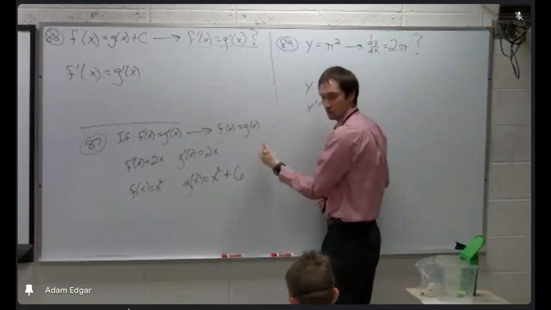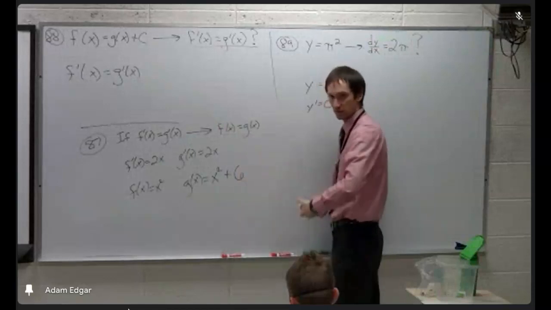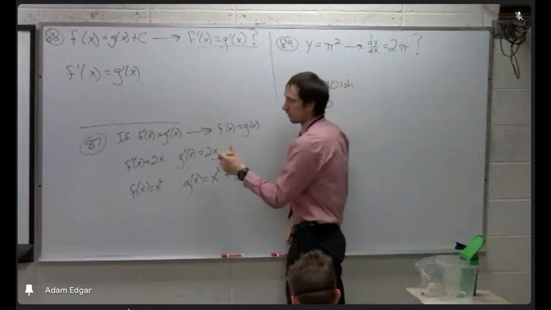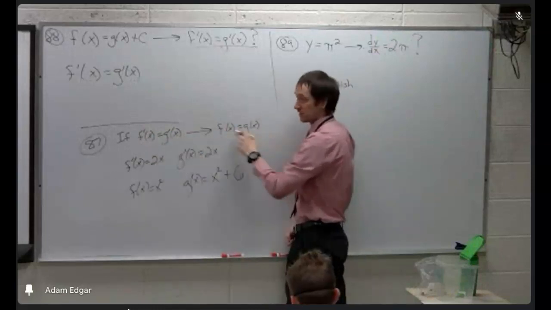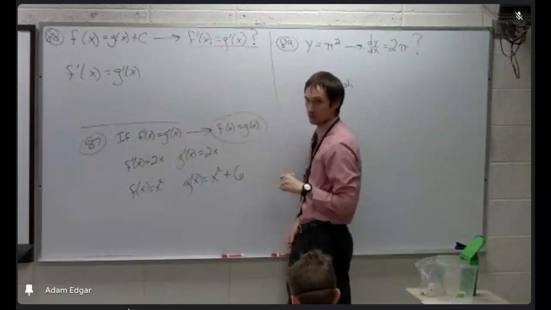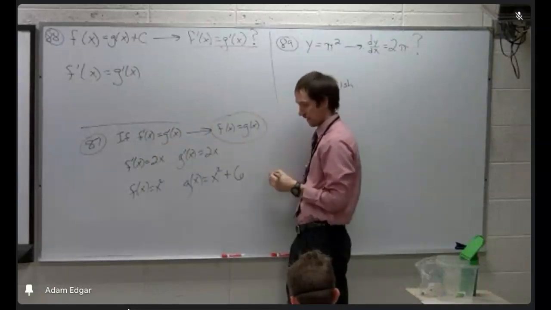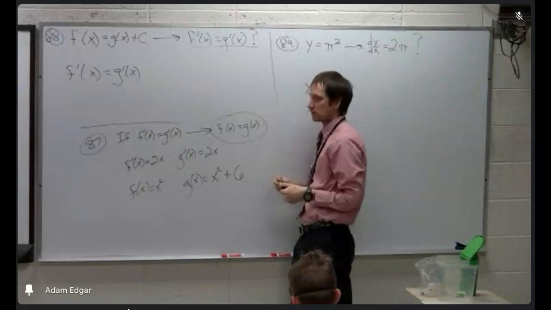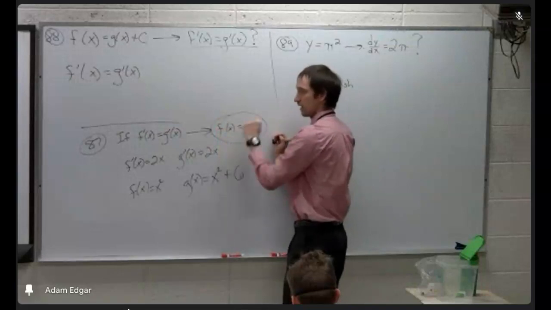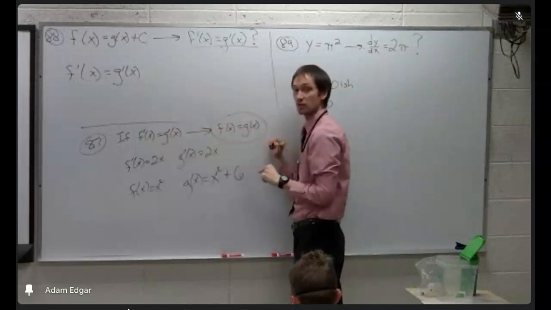Or x squared plus 10, or x squared minus 11, or x squared plus pi squared. So when we do these if-then statements, it's if this is true, then this thing has to be true. So if it's backwards, like f of x, g of x, then f prime of x. If this is our if, and that's our conclusion, then it's a true statement.